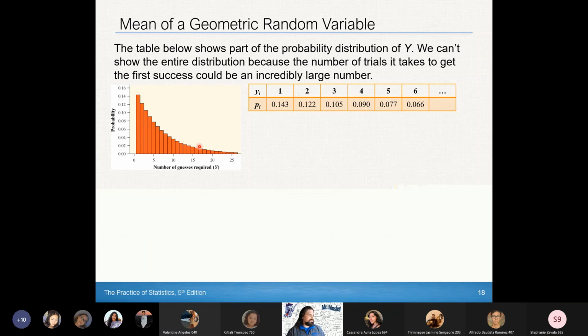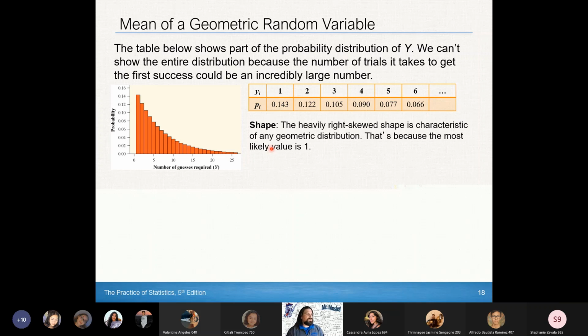But we see our distribution, right? We're not able to do the whole table. We can't do the whole histogram technically, but it gives us a really good idea of what it looks like. The heavily right-skewed shape is characteristic of any geometric distribution. That's because the most likely value is 1.